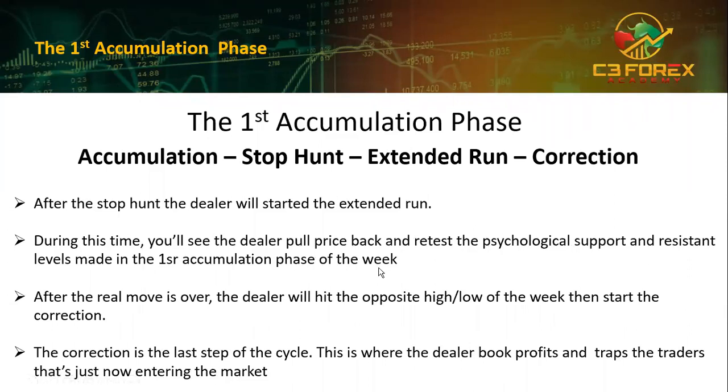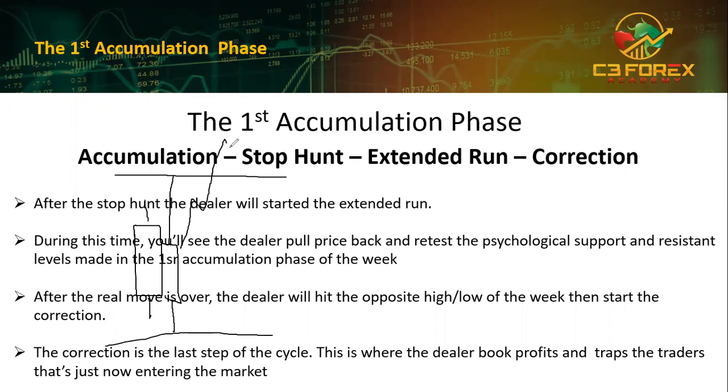Okay, so just like we talked about in the previous slide, you have your first 2 4-hour candles, right? You want to draw a line at the high, or you want to draw a line at the low. Okay? When the dealer goes up, say he breaks the high, we see them pull back and retest the high of the first accumulation phase before they take off towards the high of the week. They will form the peak formation high, and they will drop price for the extended run.